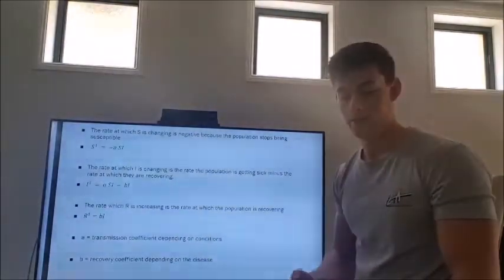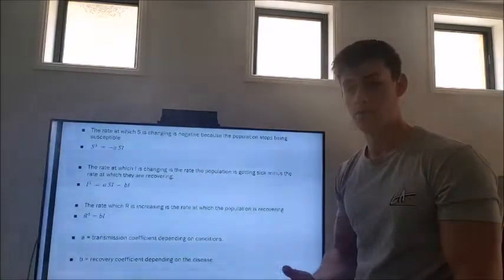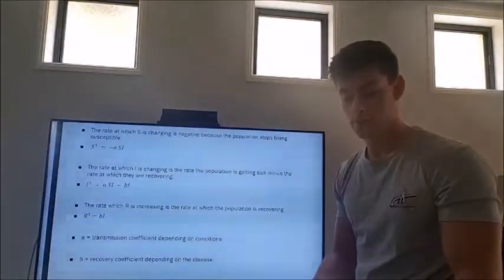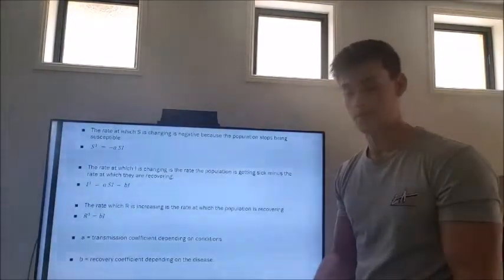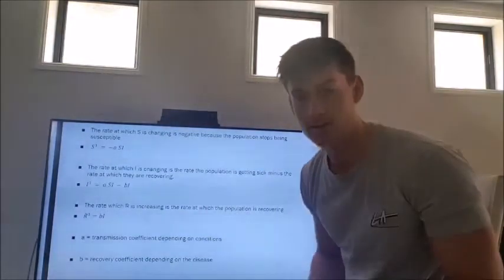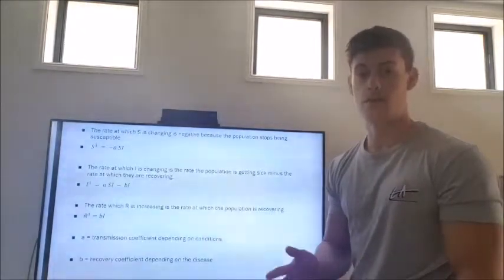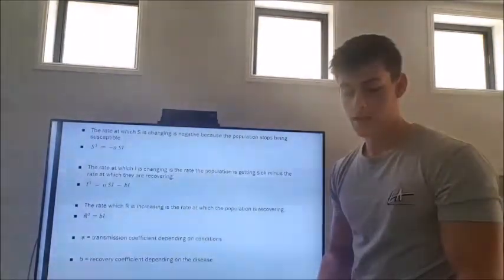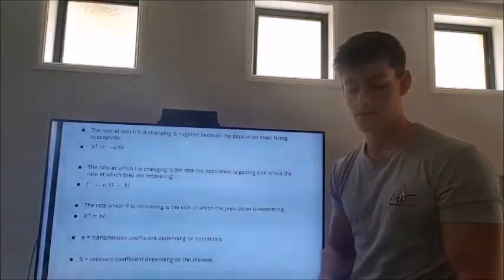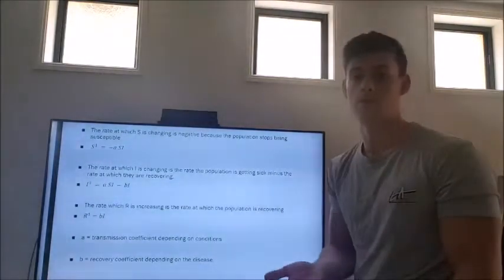The rate at which I is changing is the rate the population is getting sick, minus the rate at which they are recovering, so I prime equals A times S times I minus B times I. And the rate at which R is increasing is the rate the population is recovering, so R prime is equal to B times I. A is the transmission coefficient, which is dependent on the conditions, and B is the recovery coefficient, depending on the disease itself, which in this situation is influenza.